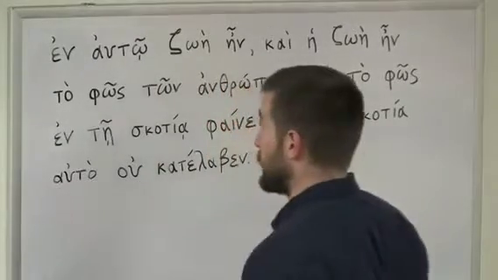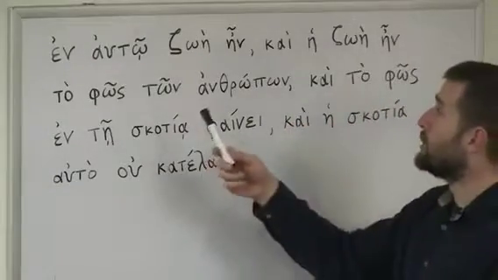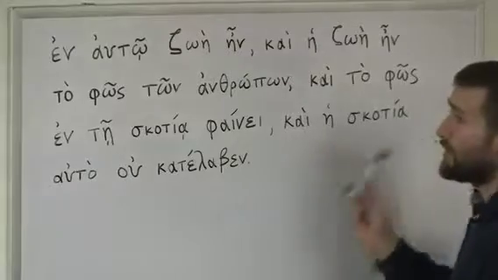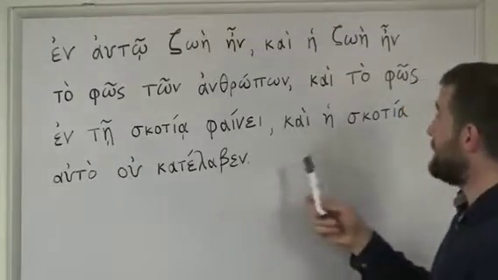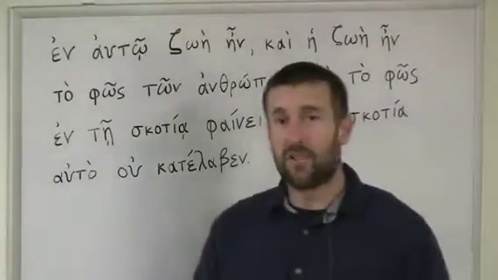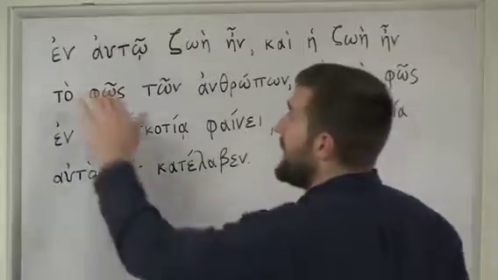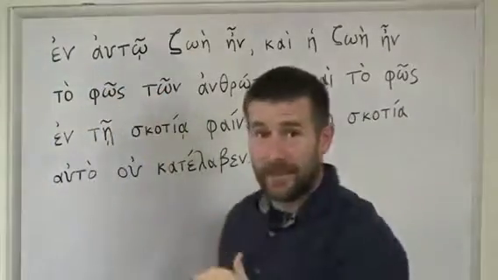Let's look at it in Greek. "En αυτό ζωήν, και η ζωή ειν το φως των ανθρώπων, και το φως εν τη σκοτία φαίνει, και η σκοτία αυτό ου κατέλαβεν." So let's look at each word of this and explain all the things that are going on here. En αυτό means in him.